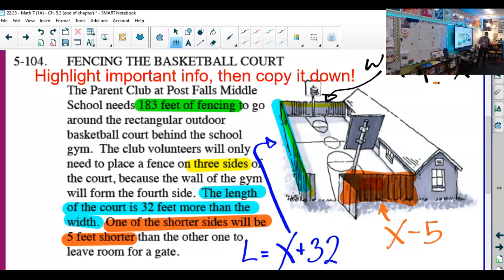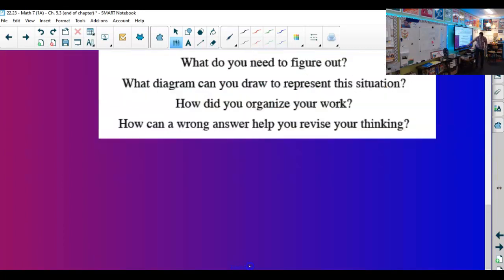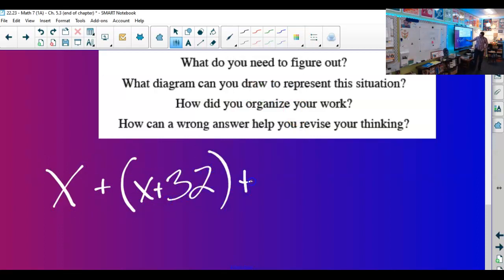Raphael? Another thing we have highlighted up here that we haven't written down. Yeah, the 3. So the 3 sides are going to do what with each other? Like add, subtract, multiply, divide. Add, right? Okay, so Raphael said, I can write down that those 3 sides: X plus X plus 32 plus X minus 5.